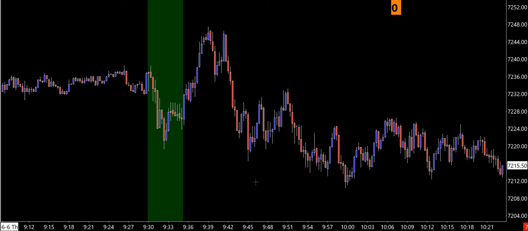I thought I'd do a little video showing you the sequence. So this green area, let me put this tool on here. This green area is the first 5 minutes. Price drove down in the first 5 minutes and formed this 1, 2, 3 pattern.